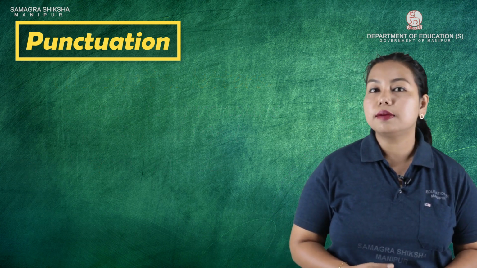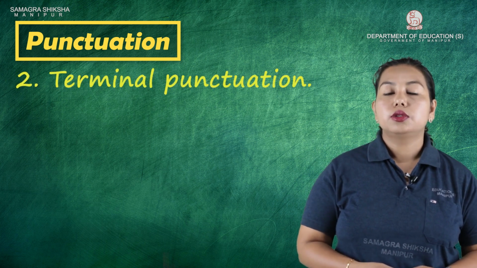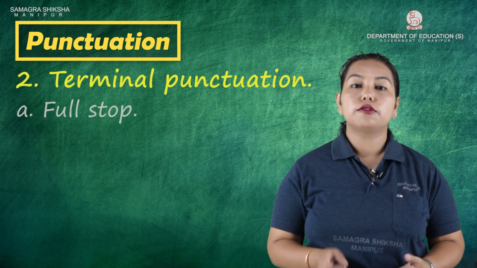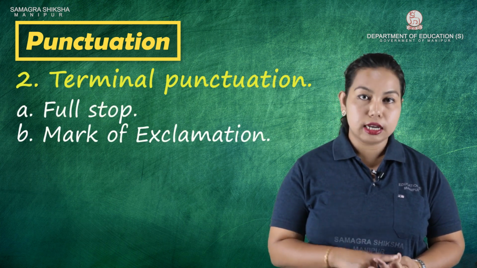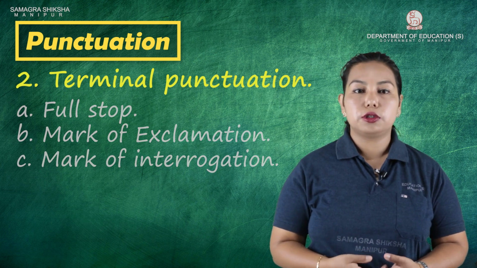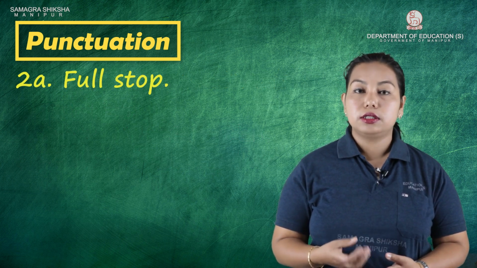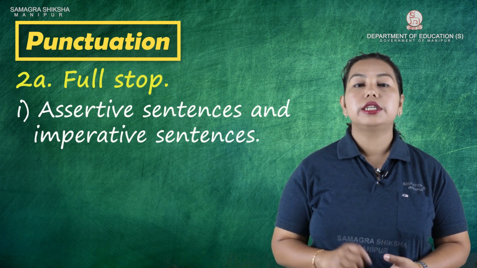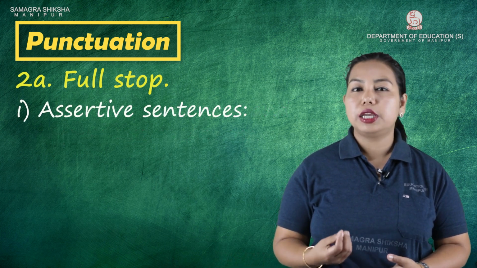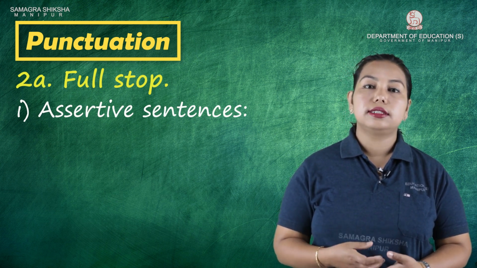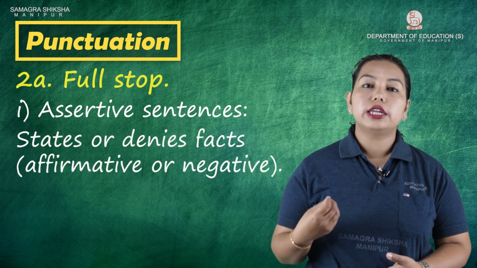Now let's discuss the terminal punctuation. As we have already discussed, there are three kinds of terminal punctuations. They are the full stop, the mark of exclamation, and the interrogative mark. First, let's start with the full stop. A full stop is used at the end of an assertive sentence and an imperative sentence. What do we mean by an assertive sentence? Assertive sentences are those sentences that state or deny facts.